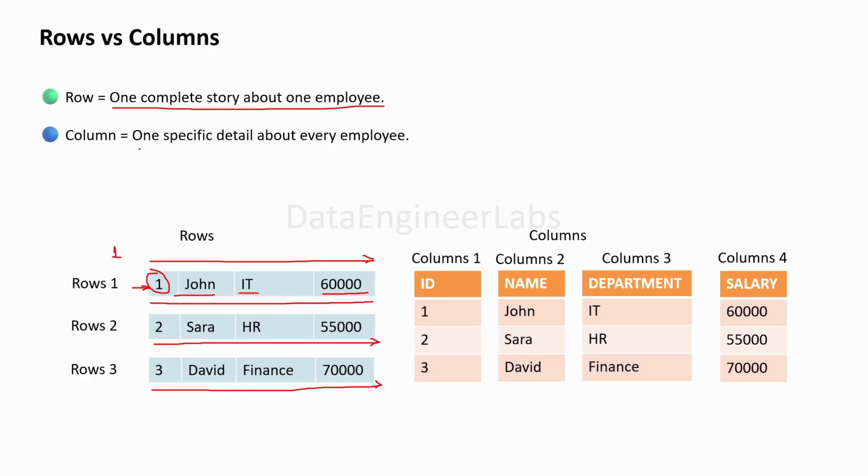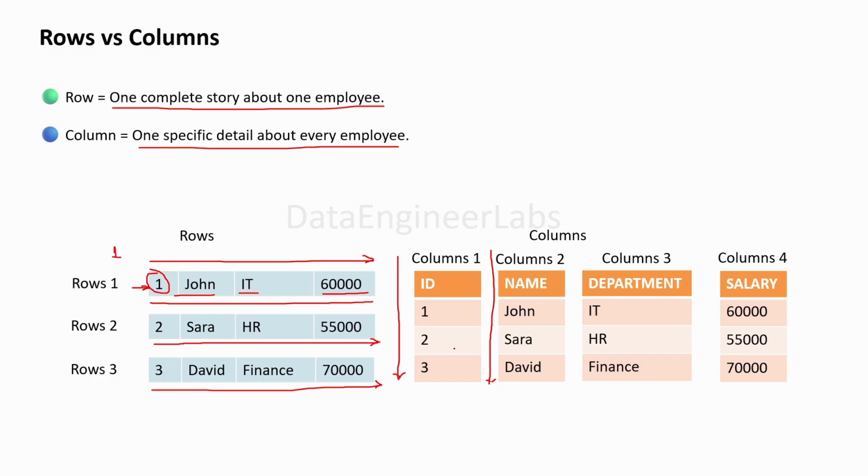Now coming to columns, a column is one specific detail about every employee. Let's say we want to see what is the ID of John, then we will go to the ID section, which is a vertical line like this. Now all the IDs for all the employees are in this column. So this vertical line holds the IDs of each employee. Similarly, the second column holds the name of each employee, and the third column holds the department of each employee, and so on. So if we have to look for one individual attribute, we will look at columns.